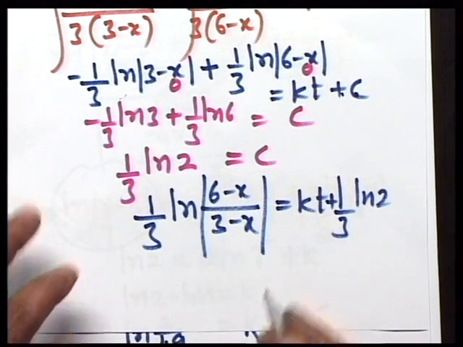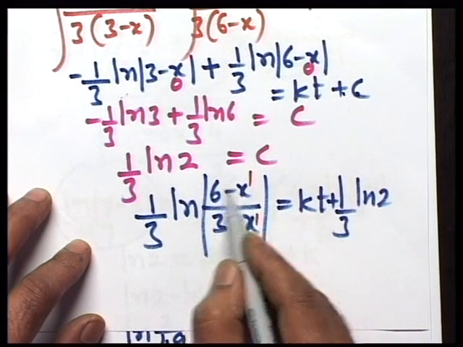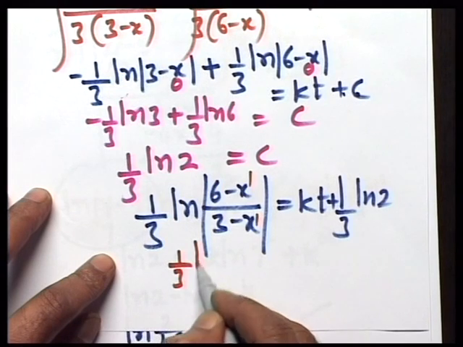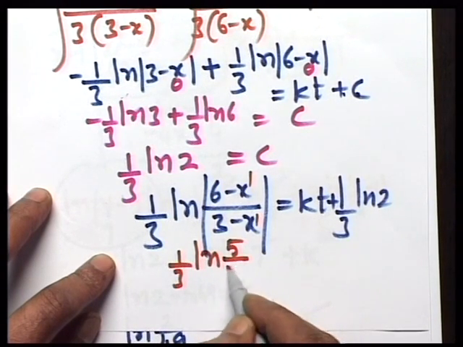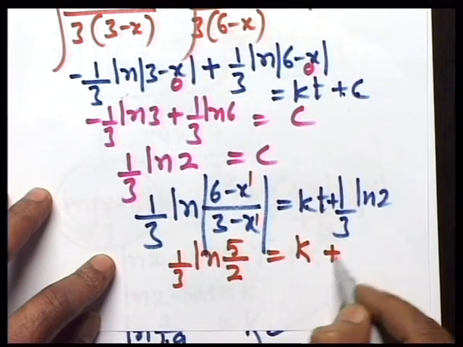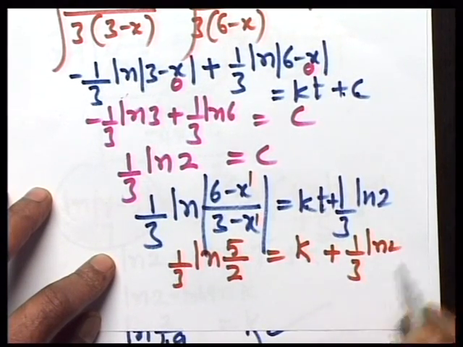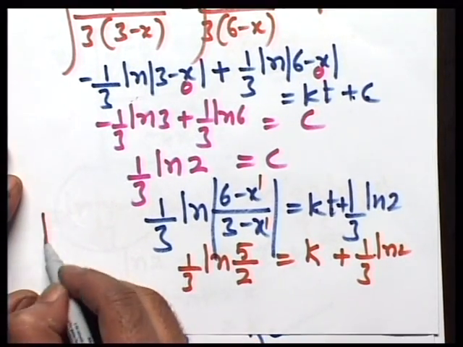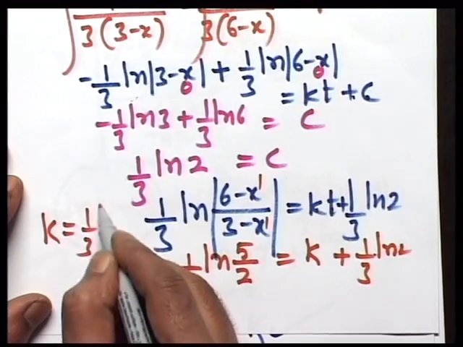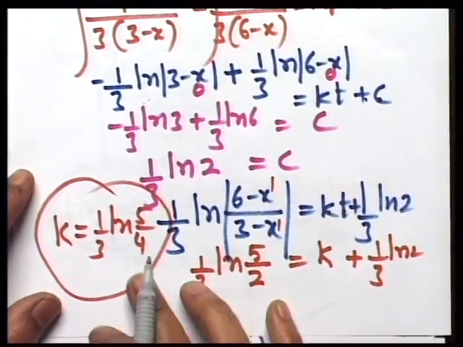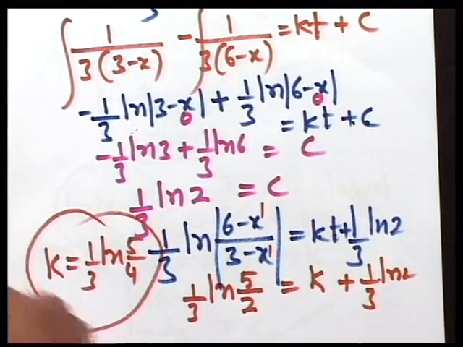If you substitute, that's a 1 and 1, so we get 5 over 2. Right, so 1/3 ln 5 over 2 equals kt, which becomes k plus 1/3 ln 2. Transfer that to the left hand side, and you will be able to prove that k equals 1/3 natural log 5 over 4, according to me. So that can be done. I leave that to you, please. You have done lots of sums, so that's not a big deal for you.